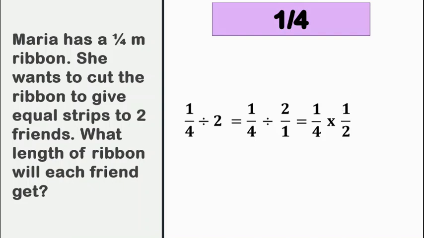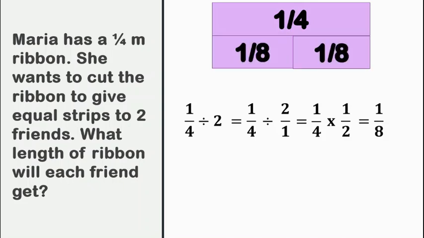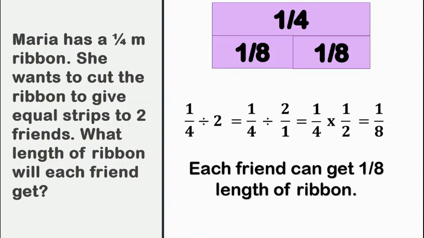Now, by having the rule of multiplying fractions, we simply multiply numerator to numerator. 1 times 1, that is equal to 1. Then multiply our denominators. 4 times 2, it's 8. So the length of ribbon for one friend is equal to 1/8. So we can see that each friend can get 1/8 length of ribbon.